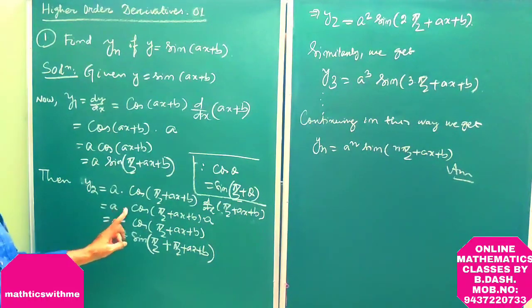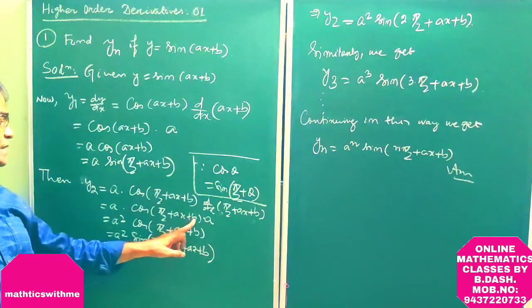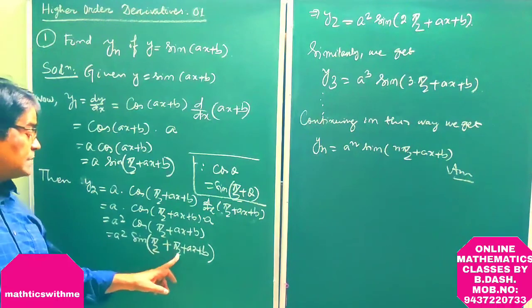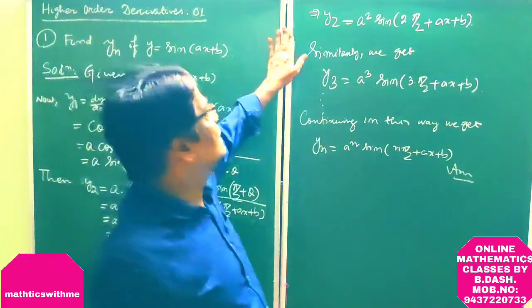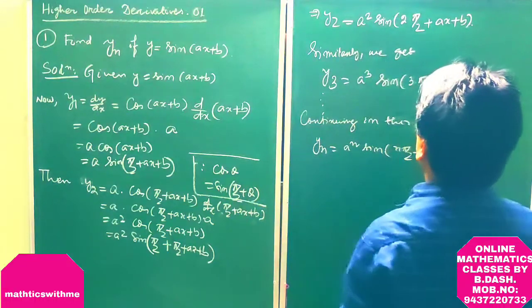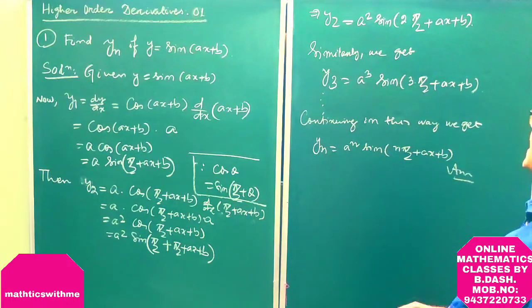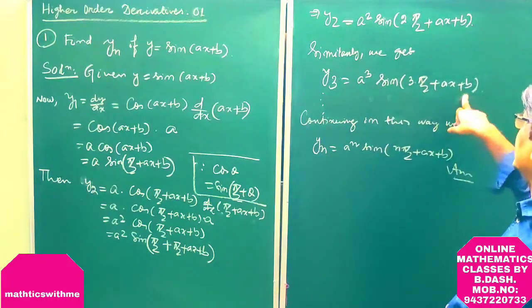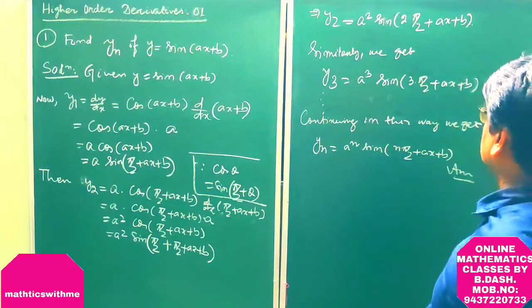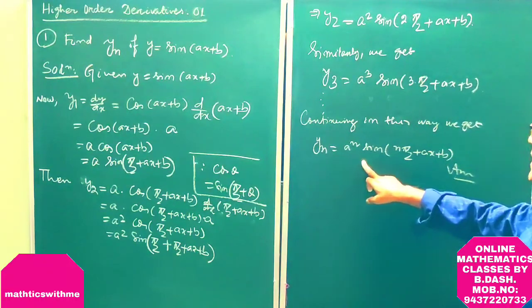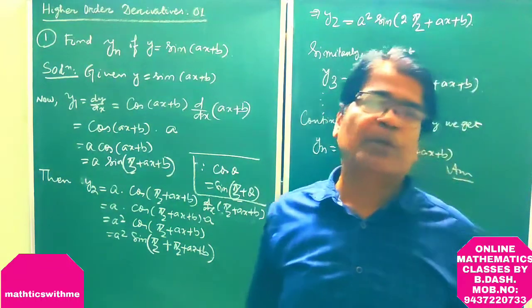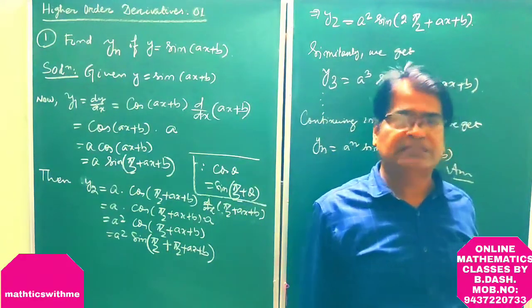So now a cos of pi by 2 plus ax plus b into a is equal to a square cos of pi by 2 plus ax plus b, which is equal to a square sine of pi by 2 plus pi by 2 plus ax plus b. So y2 is equal to a square sine of 2 pi by 2 plus ax plus b. Similarly, we get y3 is equal to a cube sine of 3 pi by 2 plus ax plus b, and finally continuing in this way, the nth derivative yn is given by a to the power n sine of n pi by 2 plus ax plus b. Our first problem is solved. Let us proceed to the next problem.